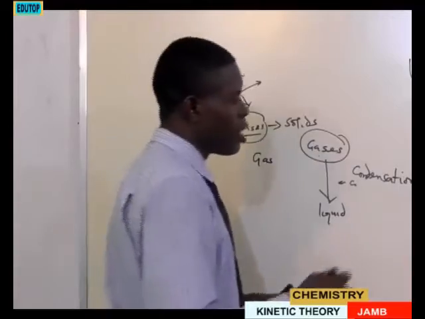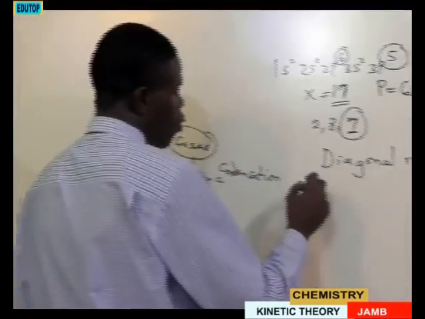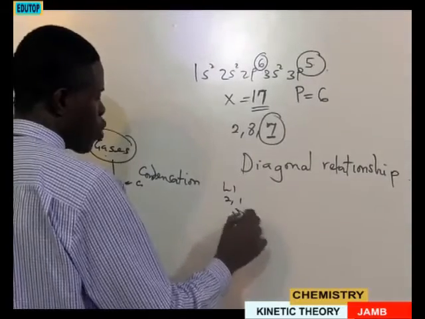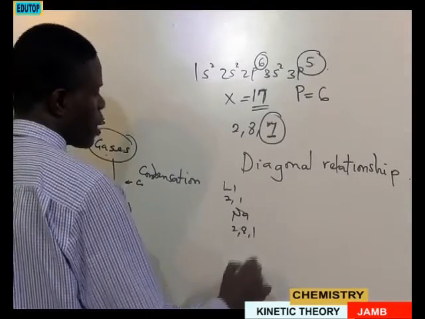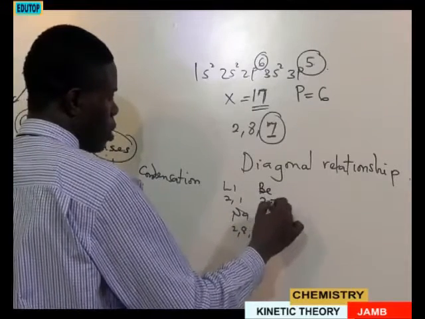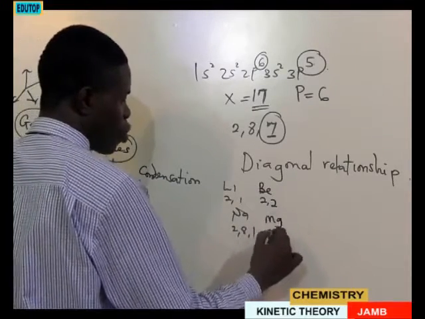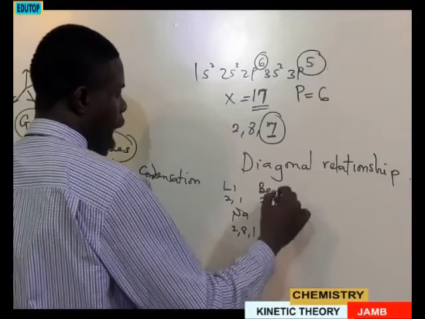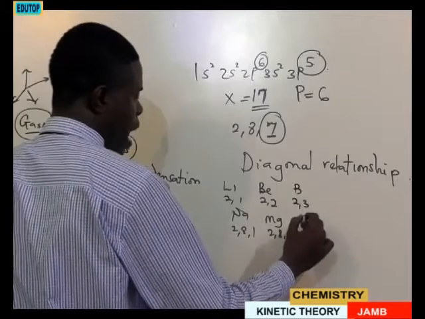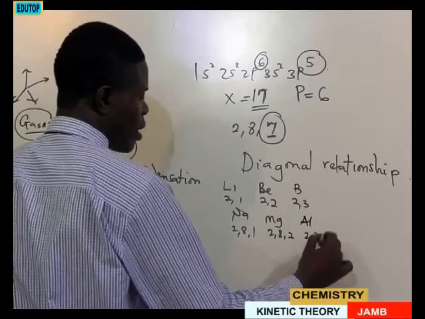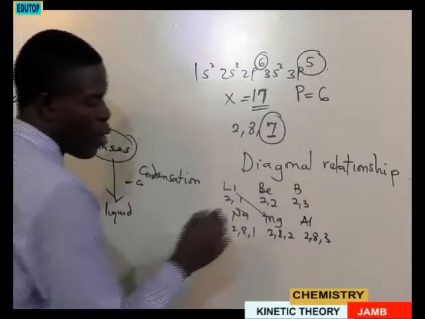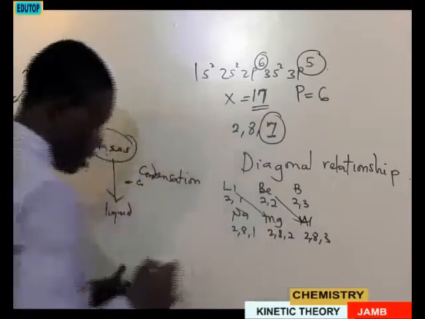So in this situation, if we go by diagonal relationship, we know that lithium, that's 2,1. Then we have your sodium, 2,8,1. We have beryllium, that's 2,2. We have magnesium, that's 2,8,2. We have boron, that's 2,3. Then we have aluminium, that's 2,8,3. So this one is diagonally related to this, while this one is diagonally related to this.